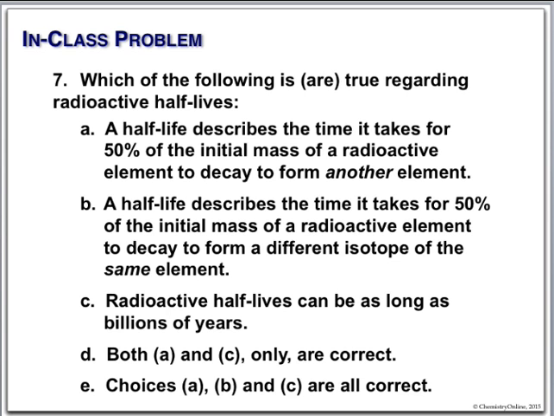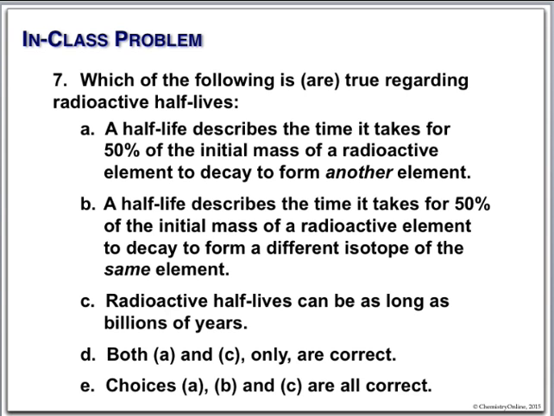Well, we remember the little table. There are elements that have half-lives on the order of microseconds, and there are elements like uranium and plutonium that have literally billions of years for a half-life. So we know that C is correct. How about these two?